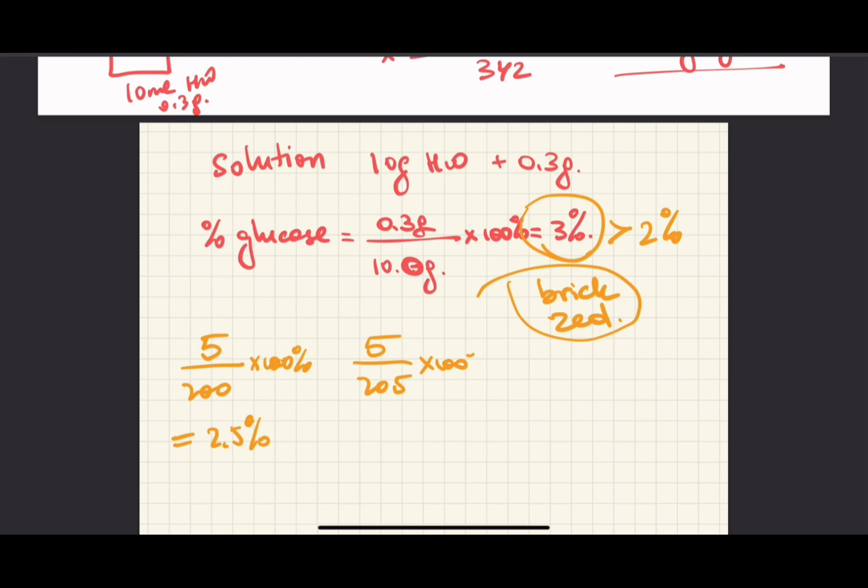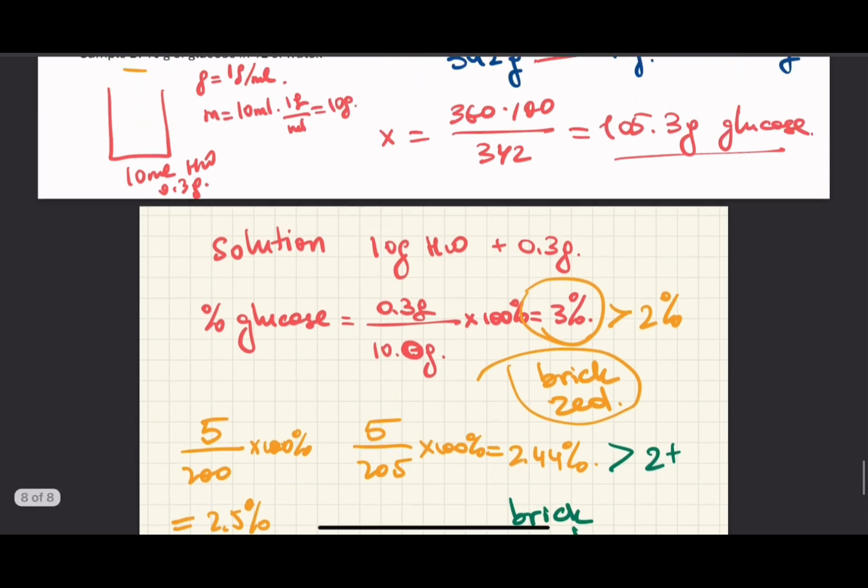For fun, I'm just going to do it with the 205, just to include the whole solution. 5 over 205 multiplied by 100. This is 2.43, 44%. So it is again more than 2%. So this is going to be brick red as well in the color.